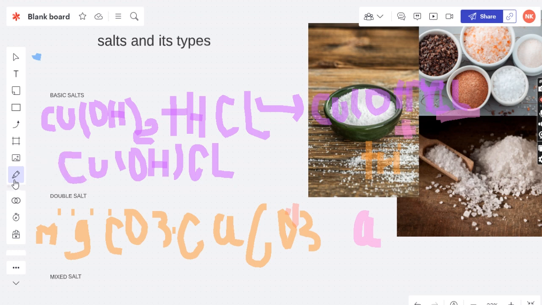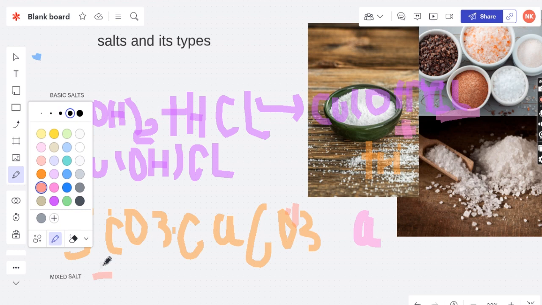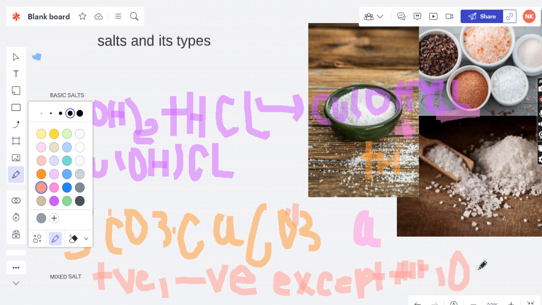Then talk about the mixed salt. A mixed salt has cations, positive ions, and anions, except H plus and OH minus. This is the criterion of the mixed salt: it has cations and anions except H plus and OH minus.